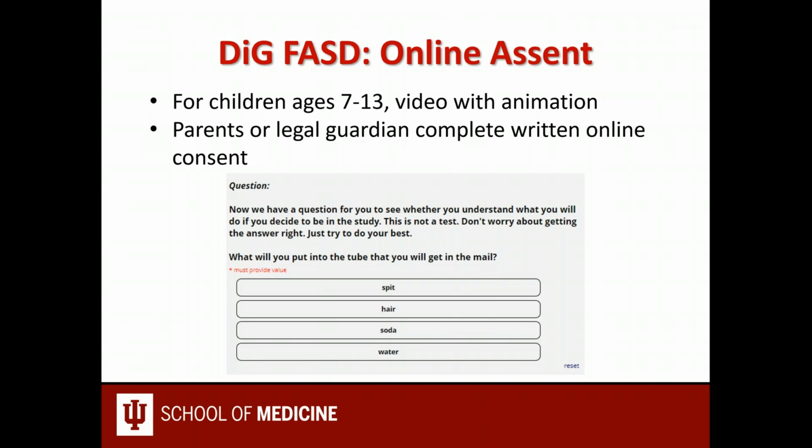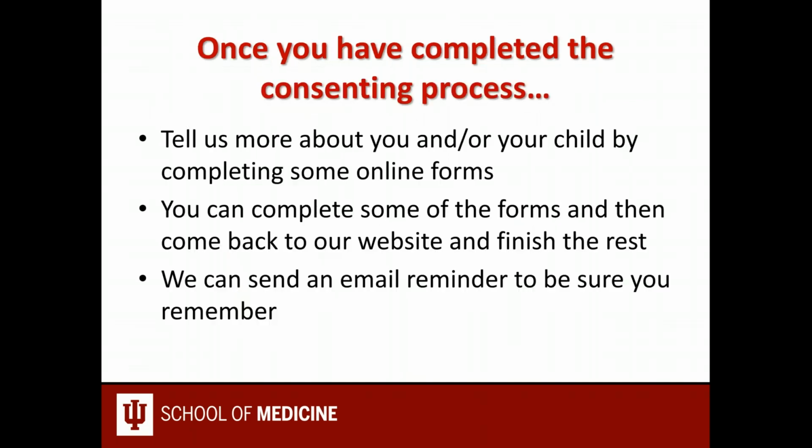So the question is, what will you put into the tube that you will get in the mail? You don't know the answer to that yet, but there are 4 choices here. The person who had watched the online assent and watched that video would know the answer. You're going to learn the answer a little bit later in this webinar.